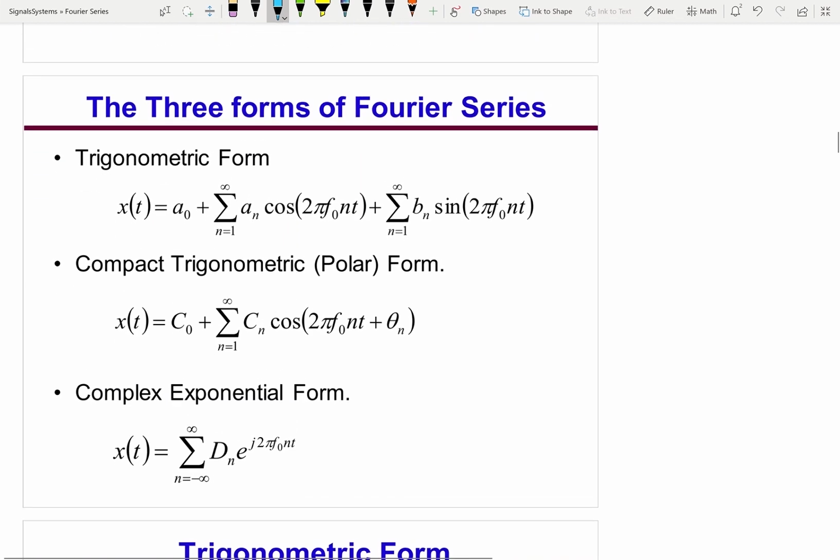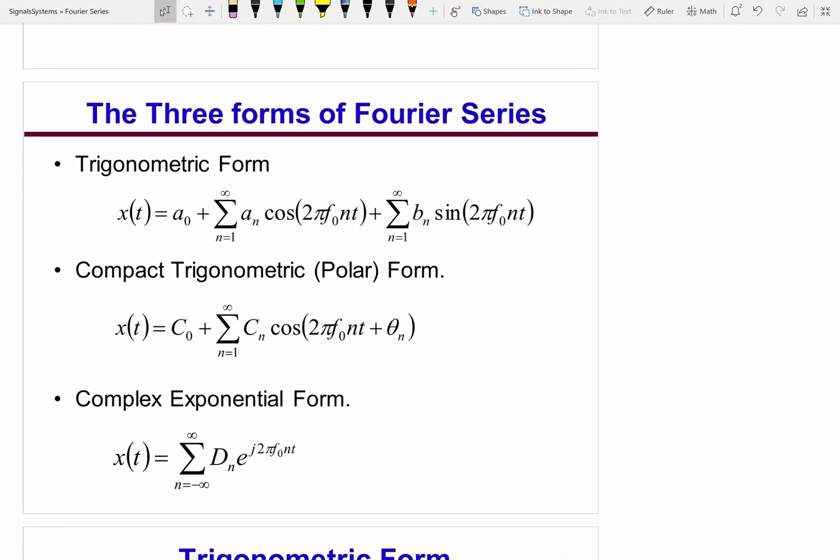In the Fourier series, we can represent a periodic signal x of t in 3 different forms. In this form, we call it the trigonometric form. Basically, any periodic signal can be represented as a DC plus a linear sum of cosine functions of different frequency components. F0 here is the fundamental frequency. That means the lowest frequency in the signal.